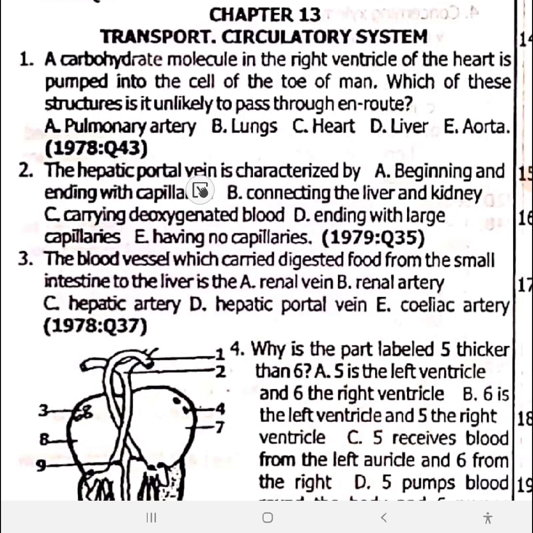Number 2, characteristics of the hepatic portal vein. The hepatic portal vein begins and ends with capillaries, option A. So write down, hepatic portal vein begins and ends with capillaries. I want you to jot this down.